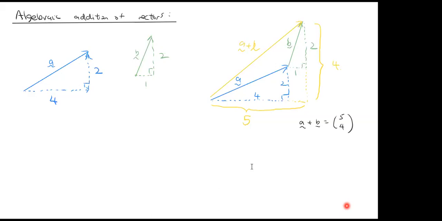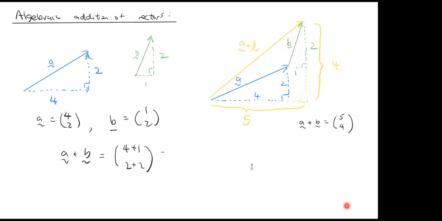And in other words, if a is 4, 2, and b is 1, 2, then a plus b algebraically is 4 plus 1 and 2 plus 2, which is 5, 4. Wow, very cool. In other words, if you actually have the numbers and not just focusing on the concepts, but you have the algebraic numbers and you already have them in their separate components, you can just add the components separately.